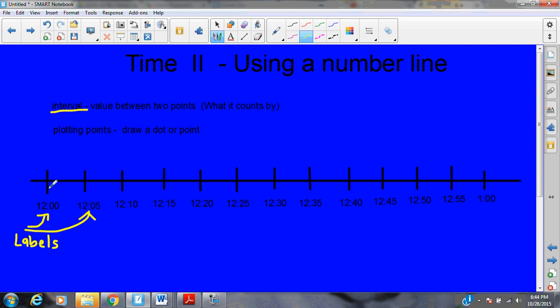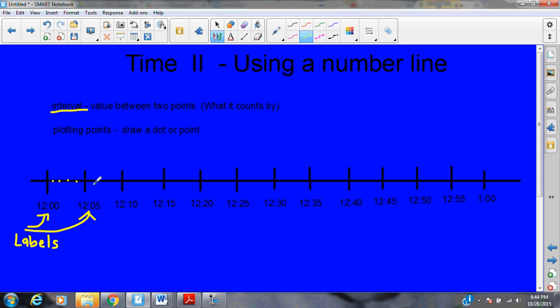So if you look at my timeline or my number line down here, you can see I go 12 o'clock to 12:05. If you wanted to count all the points in between, you could count 12:01, 12:02, 12:03, and 12:04. There are 4 points in there, and then on the 5th point, it counts again. So it is counting by 5. I have intervals of 5 on this number line because that is what it's counting by.